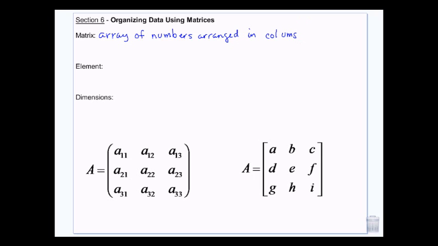What columns has an n in it? Okay, and a matrix is just an array of numbers. These are matrices, or this is a matrix. Together they are matrices. That's the plural. Okay, the elements.